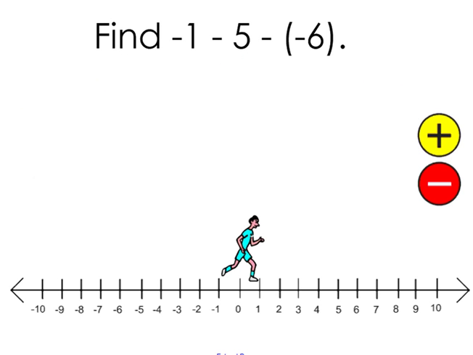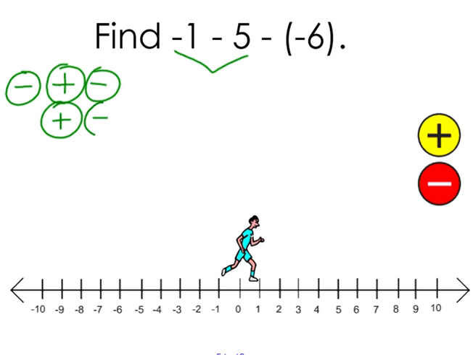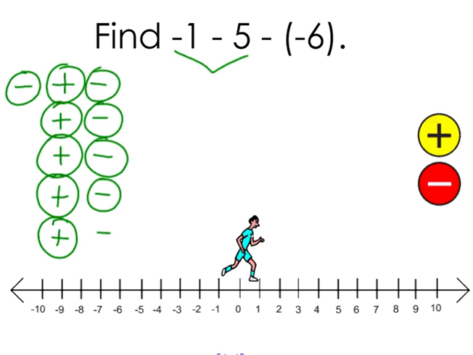Okay, next we'll look at if there's more than 2 numbers. We'll do the same thing we did before, where we just take it 2 numbers at a time. So we're going to start with negative 1 minus 5. So I have 1 negative, and then I'm going to take away 5 positives. So we'll add in 5 zero pairs. Okay, and then we're going to take away 5 of those positives. 1, 2, 3, 4, 5. So that portion of the problem would become negative 6.